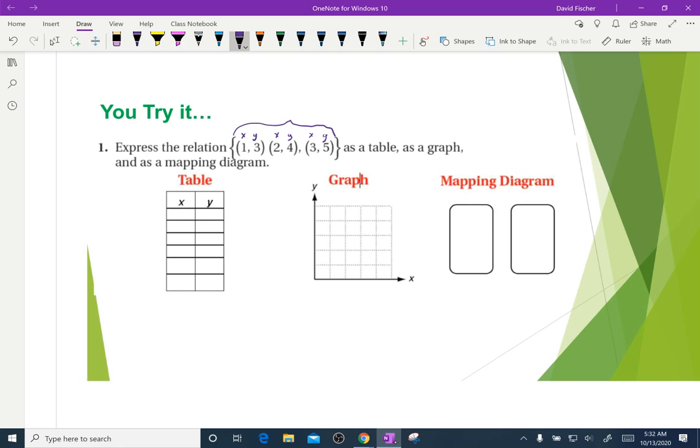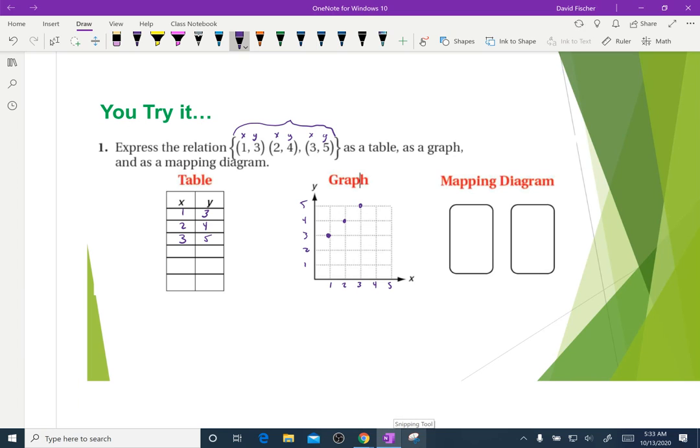So my x's go in order from 1, 2, 3. Even though I have more boxes, I just wanted to give you a table that you didn't have to draw. Now, 1 is associated with a 3 on the y. 2 is associated with the 4, and 3 is matched up with the 5. So if I come over here and graph these, and I want to label my numbers here, just count by ones. 1, 3 is a dot, 2, 4, and 3, 5.